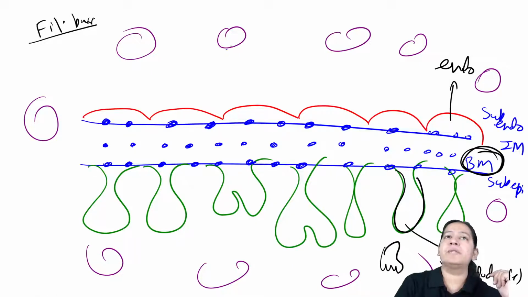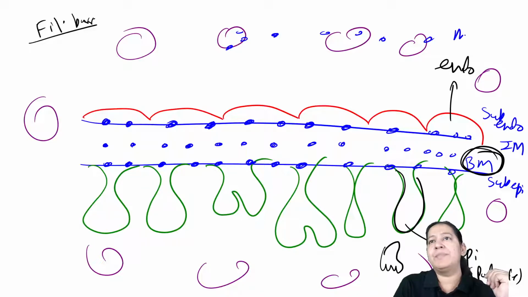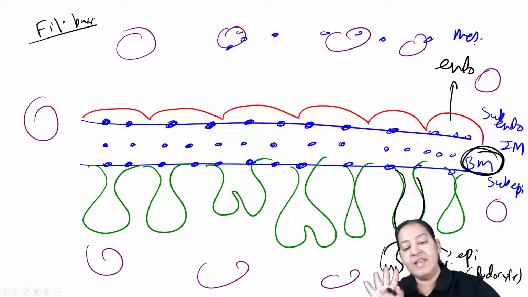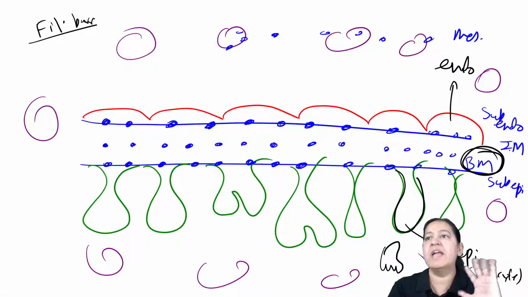Apart from it, the deposits can be in the mesangium, the supporting mesangium. These are known as mesangial deposits. So basically there are four locations of the deposits. They are in front of you. What are they?